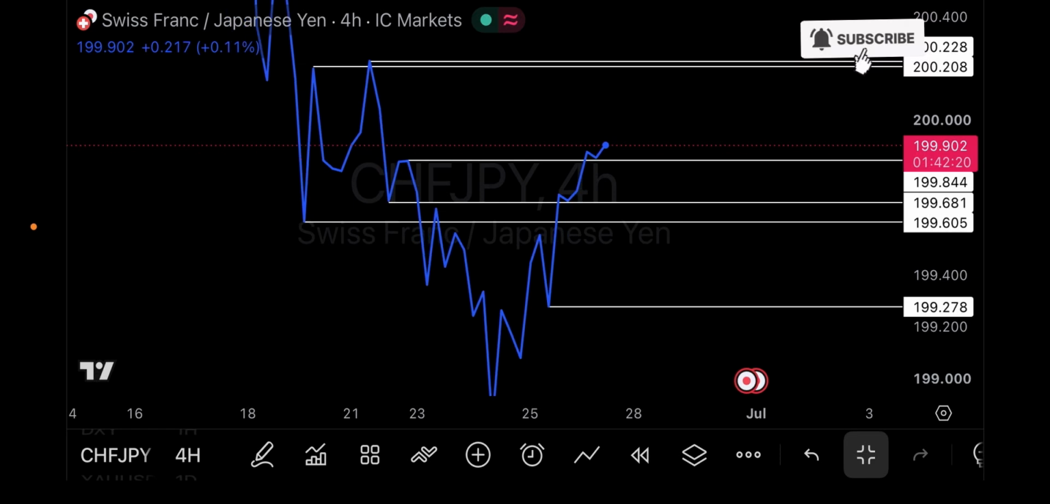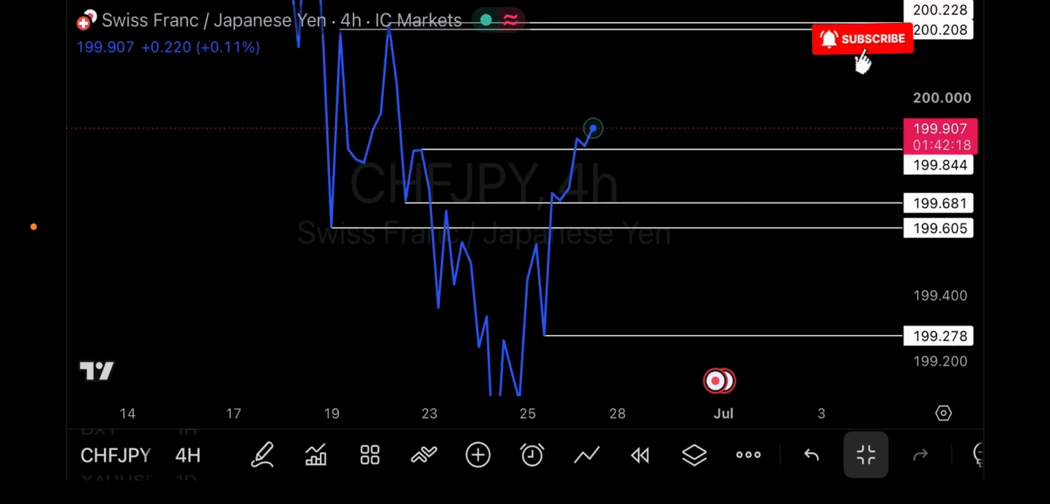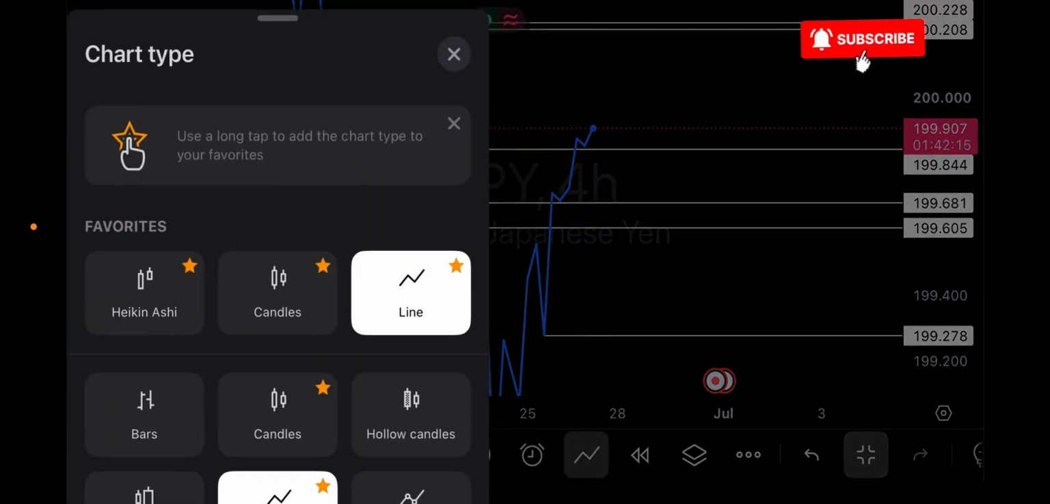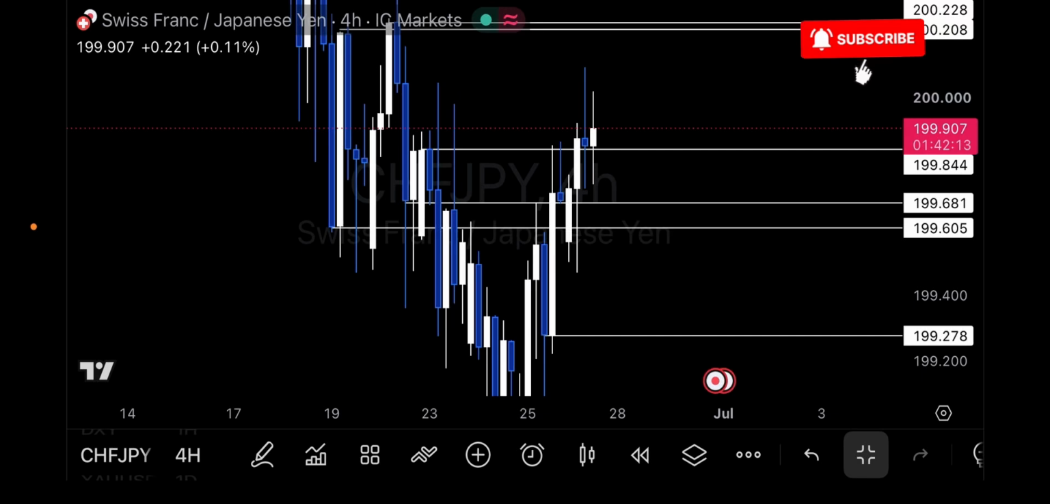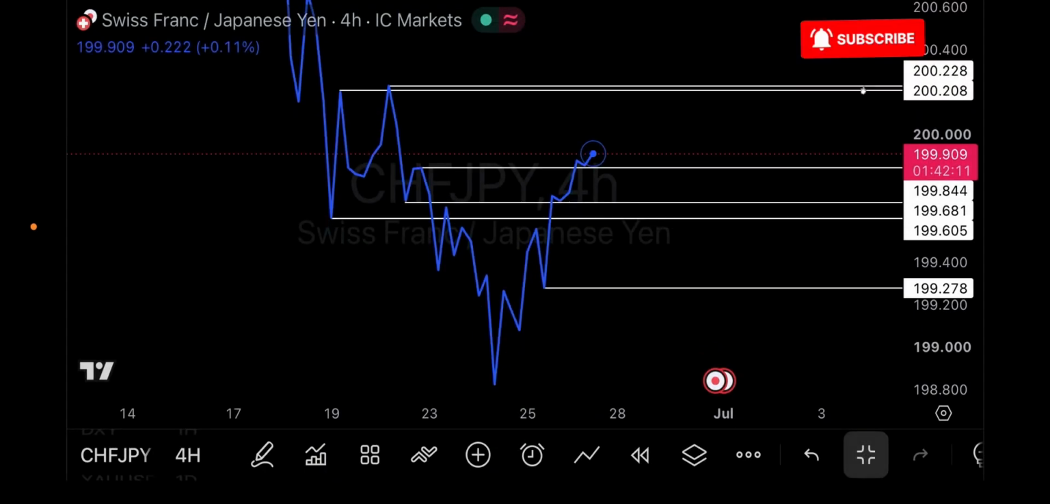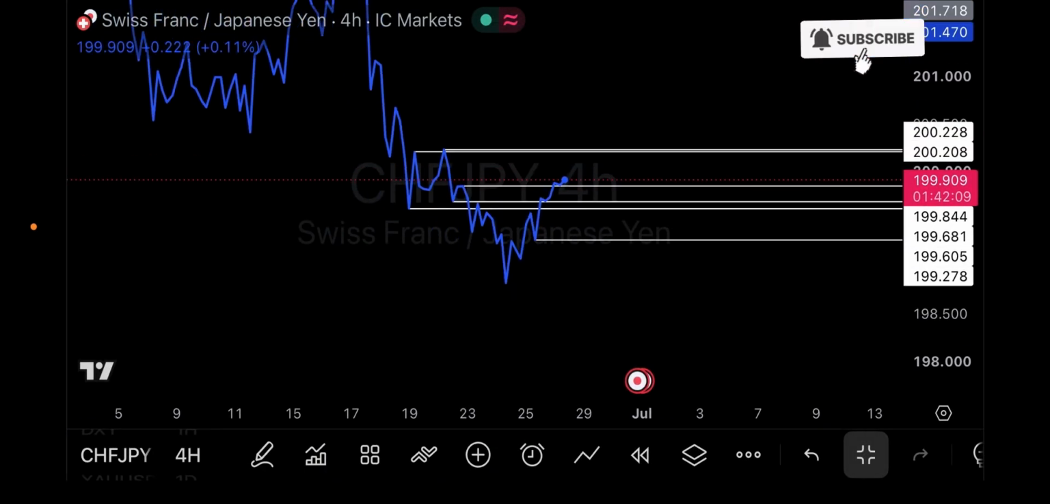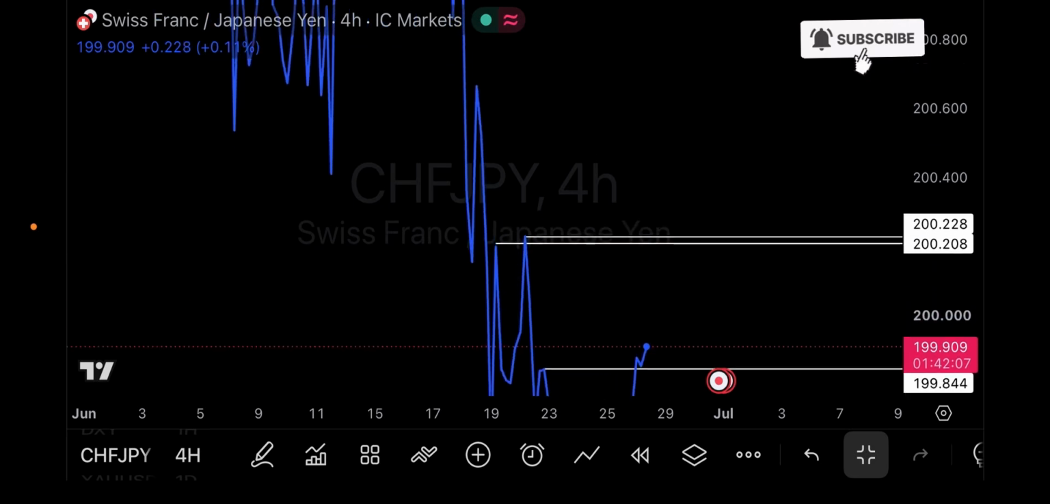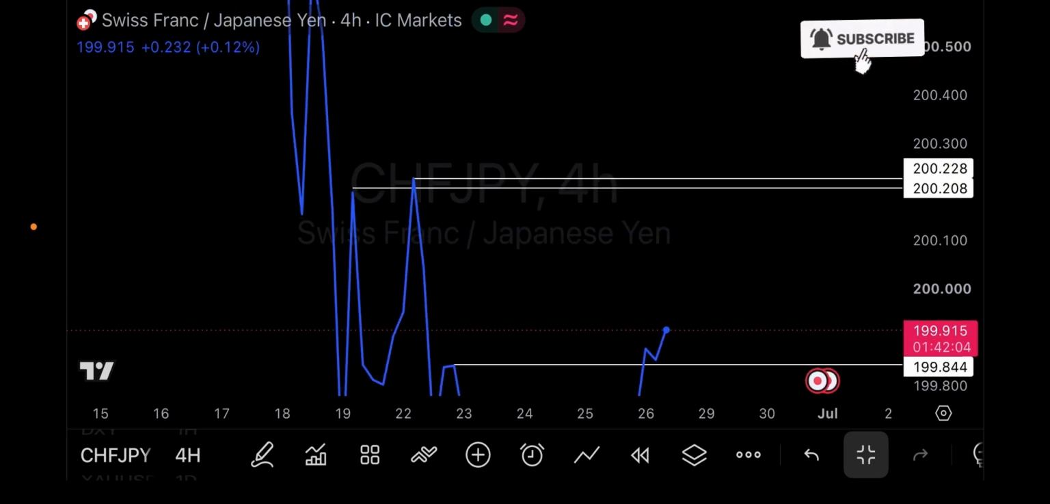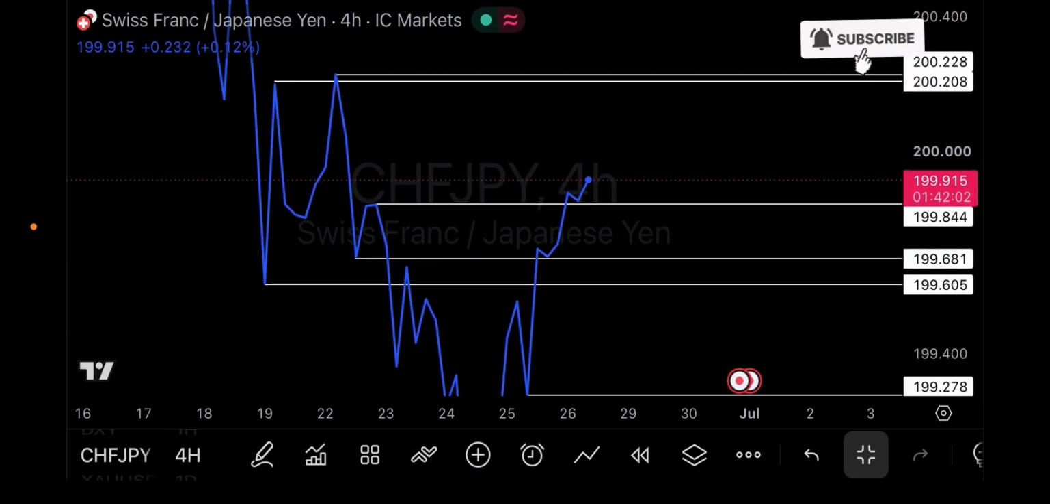So when you come to your chart, the first thing you do is change your chart from candlestick to line chart, so that you can get a clearer picture of the A and V levels in your support and resistance. Now, resistances are roofs in the market, while supports are floors.